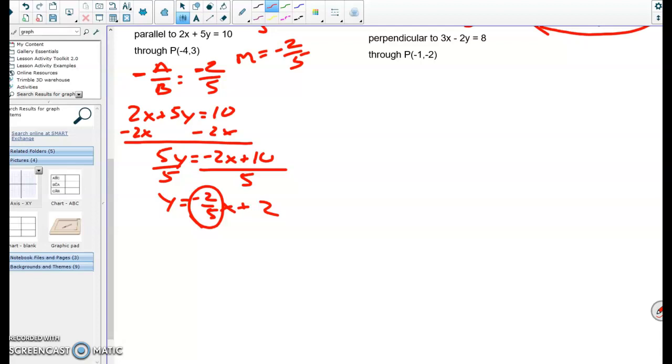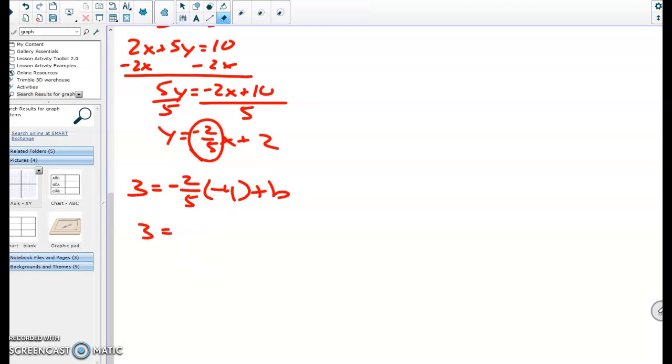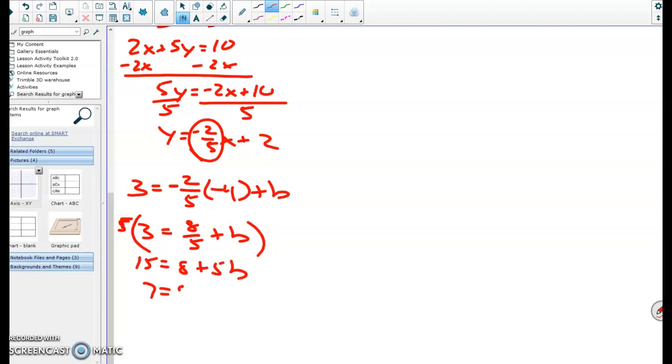So I'm going to use point negative 4, 3 and slope of negative 2/5. So my point of negative 4, 3 becomes 3 equals negative 2/5 times negative 4 plus b. Now when I multiply here, negative 2/5 times negative 4 becomes a positive 8/5 plus b. I'm multiplying everything by 5. 15 equals 8 plus 5b. We subtract 8, we get 7, and my b is 7/5.